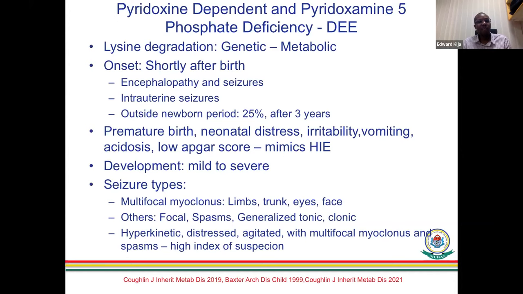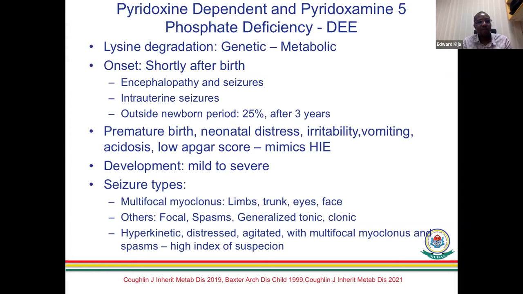The classic presentation may include premature birth, neonatal distress, irritability, vomiting, acidosis, as well as a low APGAR score, which could mimic the presentation of hypoxic ischemic encephalopathy. The subsequent developmental outcome is impaired, which varies from mild developmental impairment to severe. The seizure types usually present with multifocal myoclonus, which may be continuous, and may involve the limbs, the trunk, the eyes, or the face.